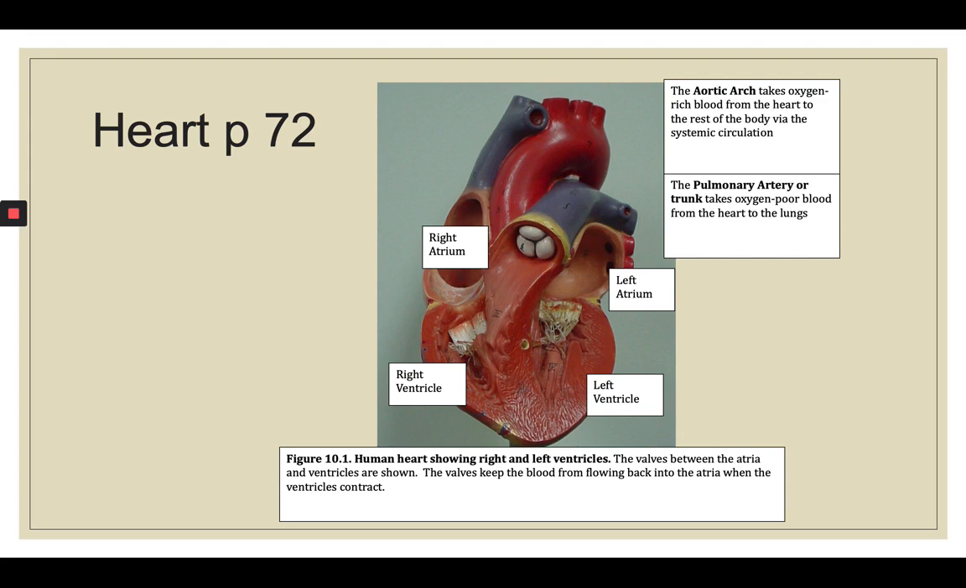The dub sound you're hearing is the pulmonary valve, which is here in the pulmonary arteries, and the aortic valve, which you can't see right here. Those are closing, keeping the blood from flowing back into the ventricles. So the lub-dub are the sounds of the valves closing.